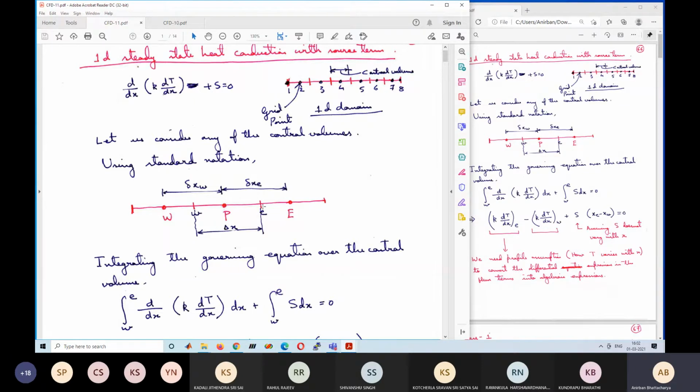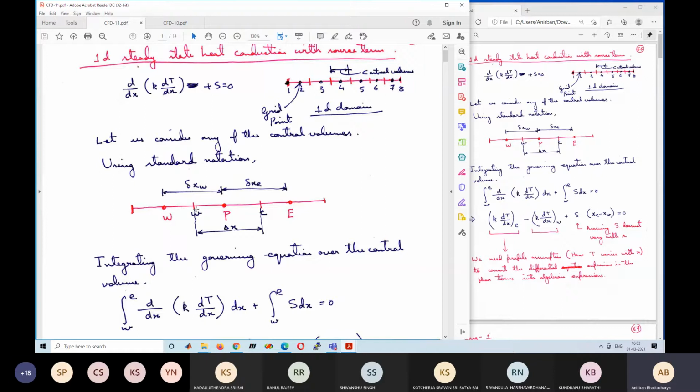The neighboring control volume goes from small e to the next red dash, and at its center we have another grid point which represents that control volume. Let us call this E for east. Similarly, on the west side we have capital W, which is the west grid point corresponding to the west control volume. So main control volume P with the main grid point P, then east neighbor E and west neighbor W. East interface is small e and west interface is small w.